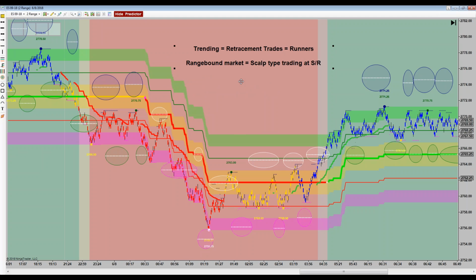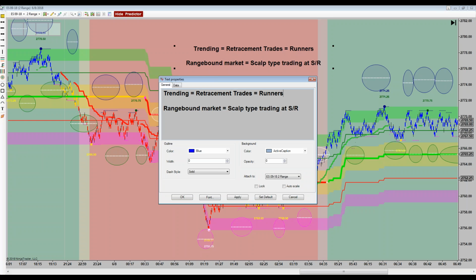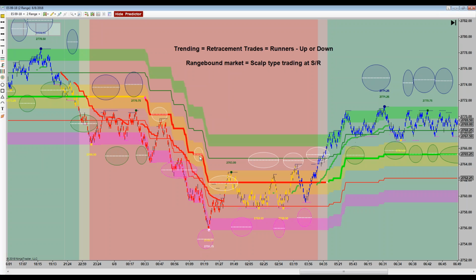So with this knowledge in hand, it is critical for us to know at any given point what the market is doing. Is the market trending? If it is, we are generally looking for retracement type trades, and we are looking for runners. And then, of course, let me add the secondary part of this, which is you have to discern very quickly: is it going up or down? So if it's trending, is it going up or down? And we're going to look at that very quickly here.